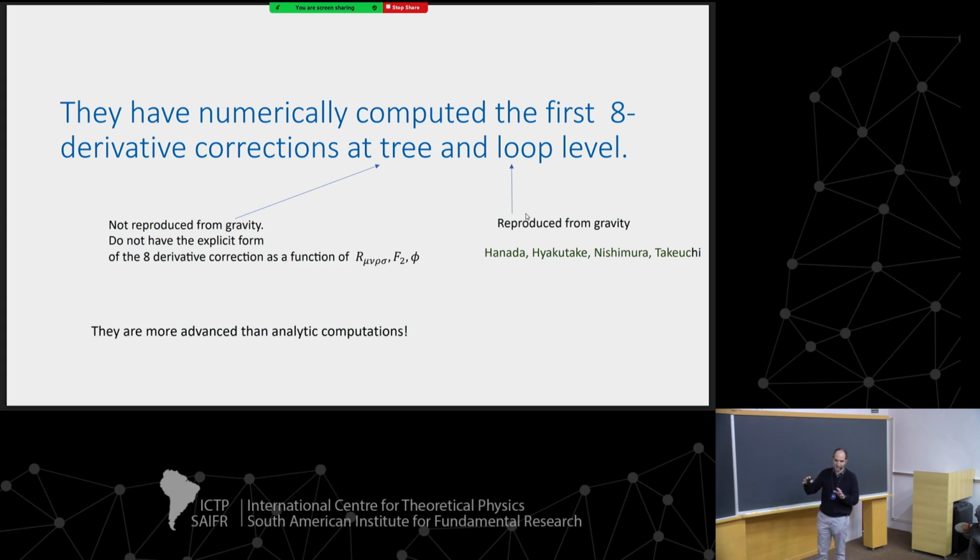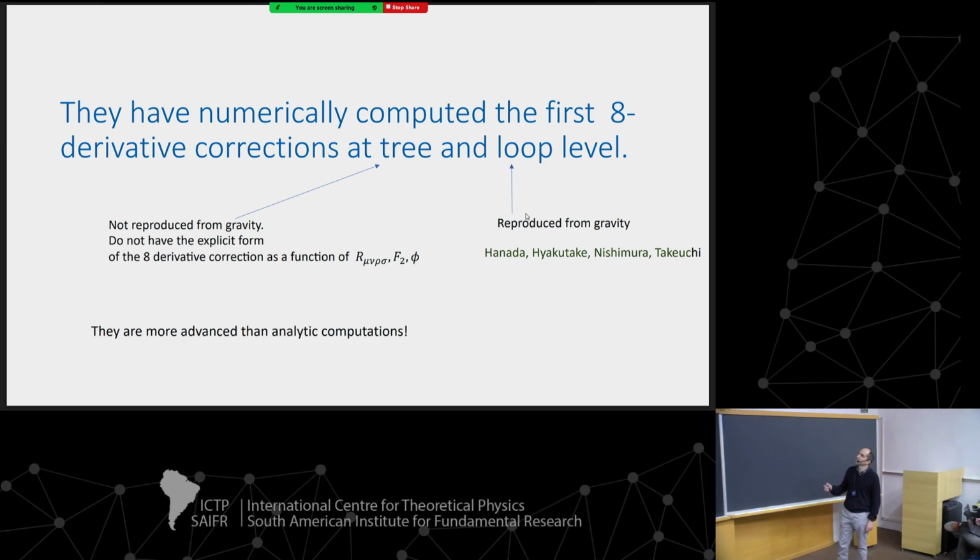And after you integrate them and so on, you'll get some numbers. Unfortunately, we cannot calculate the answers at tree level because we don't know the full r to the fourth or eight derivative term as a function of these three kinds of fields. So we don't know how to do this analytically, how to compare to an analytic answer here.